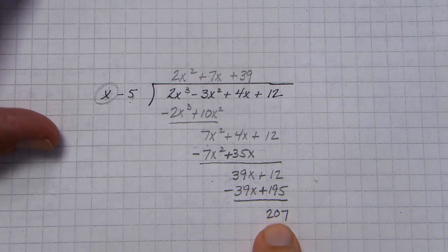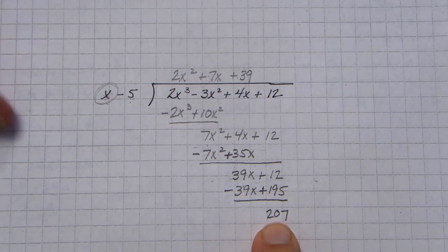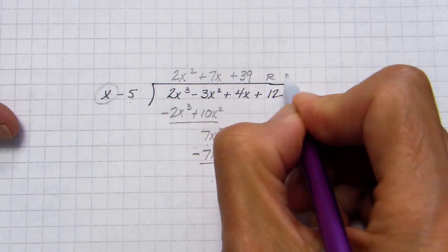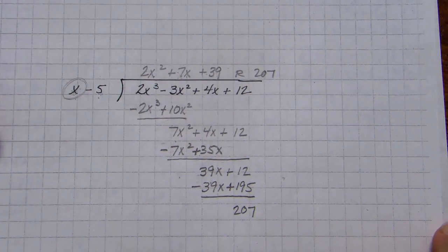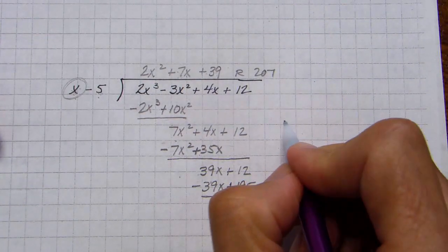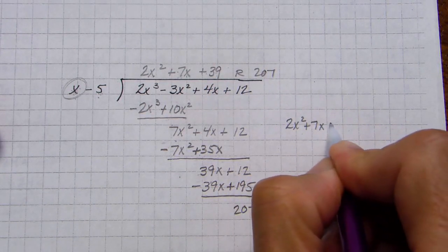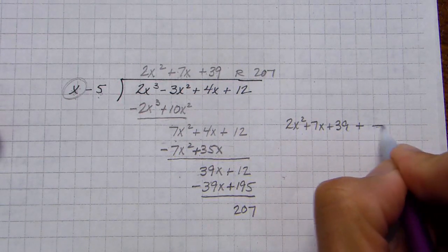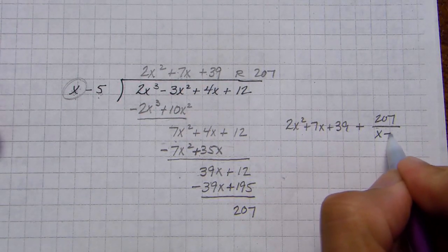Once the degree here is lower than the degree of your divisor, then you're finished. And so we could write this as, remainder 207. Or if we wanted to write it in a mixed expression form, we could say the quotient is 2x squared plus 7x plus 39, and then there's the fractional part, which is 207 over x minus 5.